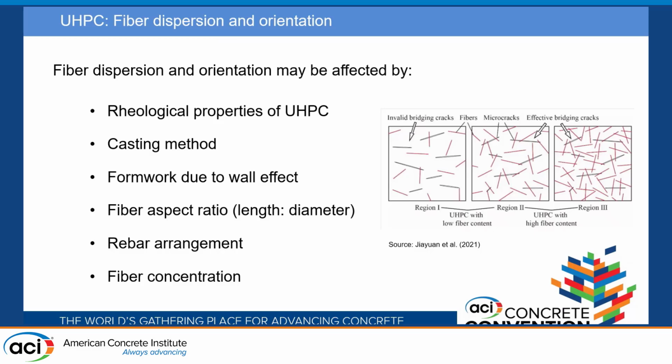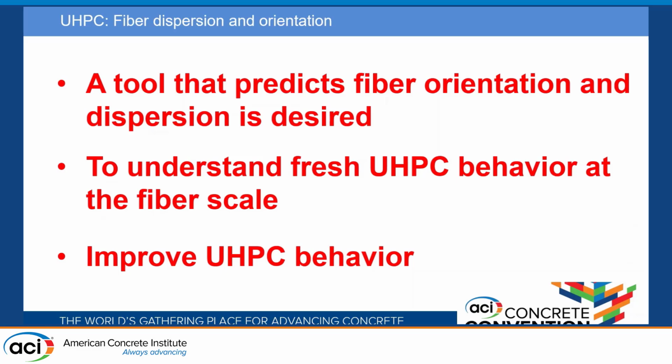So what we can do: this orientation might be affected by the rheology of the UHPC mixture, the casting method, the casting device, the formwork geometry, the structural element, the fiber aspect ratio, the fiber concentration, and the rebar arrangement. All together, not one by one. So we think we need tools to predict fiber orientation and dispersion. That's what we desire, to understand how this works and how UHPC behavior can be improved.